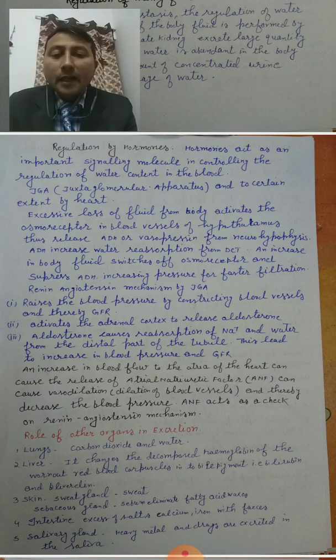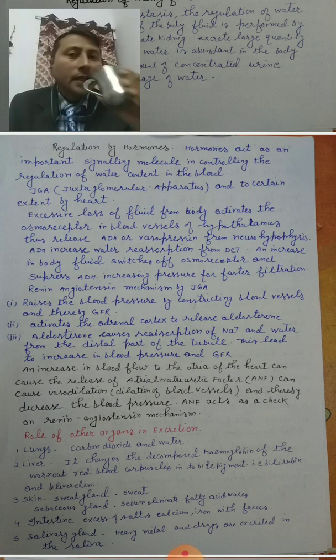So what will happen? Excessive loss of fluid from the body activates the osmoreceptors in the blood vessels of the hypothalamus. This releases ADH, which is called antidiuretic hormone, or vasopressin, from the neurohypophysis. ADH increases water reabsorption from the DCT, and the increase in body fluid switches off the osmoreceptors and suppresses the ADH.